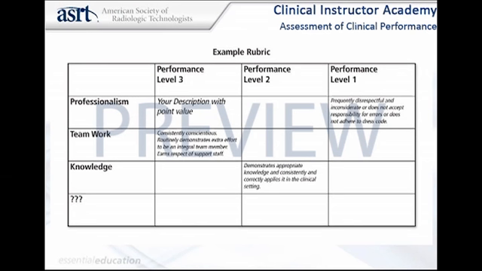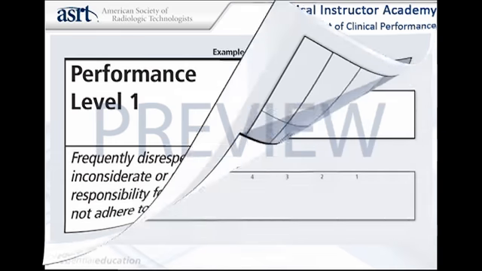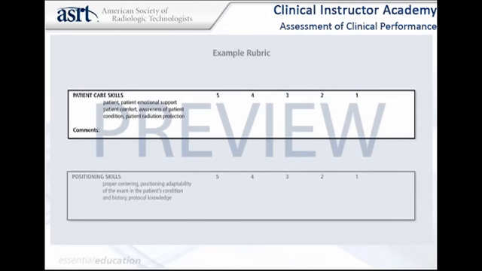You want to create the descriptors for what you feel to be the most important level for level 3, level 2, and level 1. So in this case, for professionalism, a level 1 you might describe as, the student is frequently disrespectful and inconsiderate, or does not accept responsibility for errors, or does not adhere to dress code. So if we look at the patient care skills, you want to define in there, what are you looking for? They're there to be aware of the patient, support the patient emotionally. Did they make sure the patient was comfortable? Were they aware of what was going on with the patient?